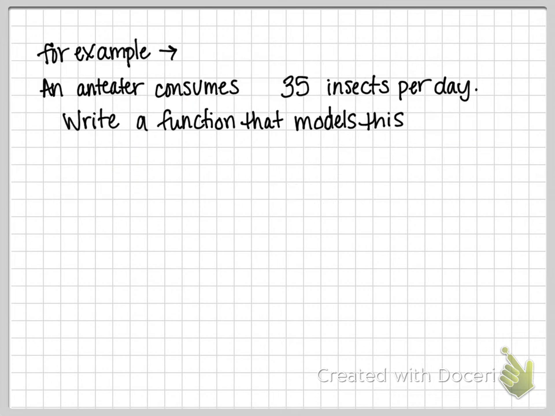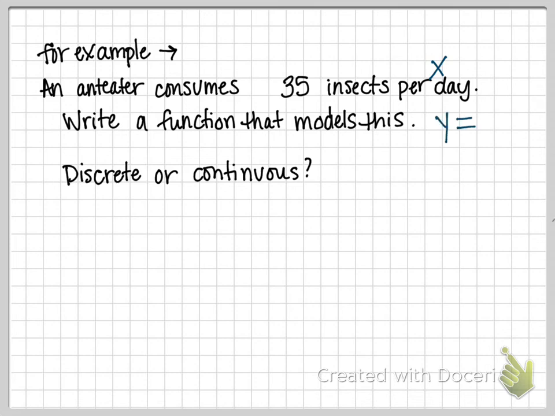Example of continuous domain. An anteater consumes 35 insects per day. Write a function that models this. All right, first, we're going to write a function that models this. This is per day, so we're going to call that our x. And then we're going to call y the total number of insects this anteater consumes. How would I write this as a function? Y equals 35x.